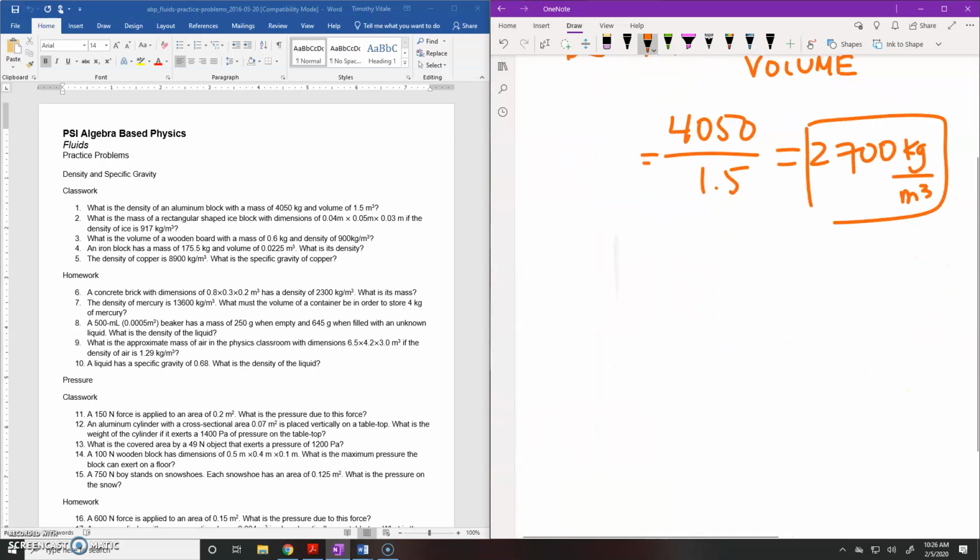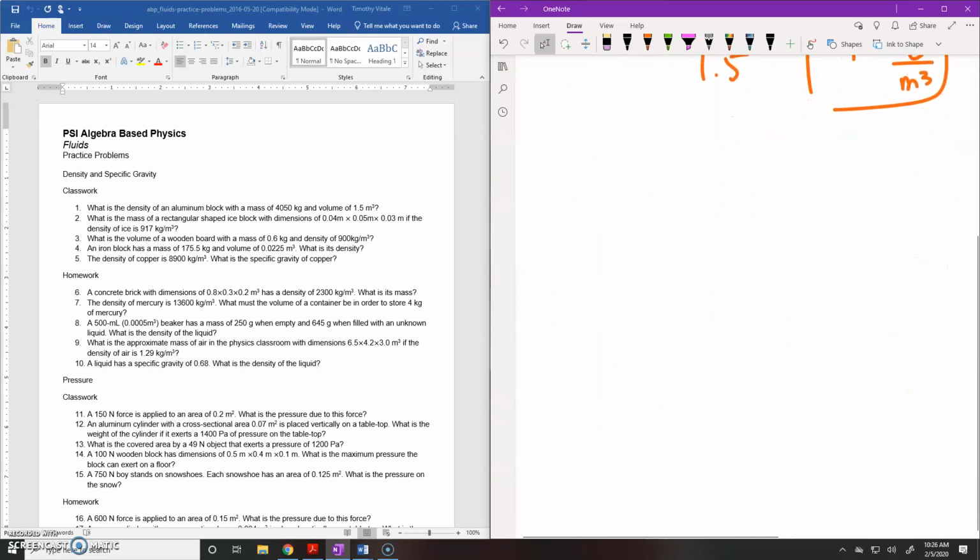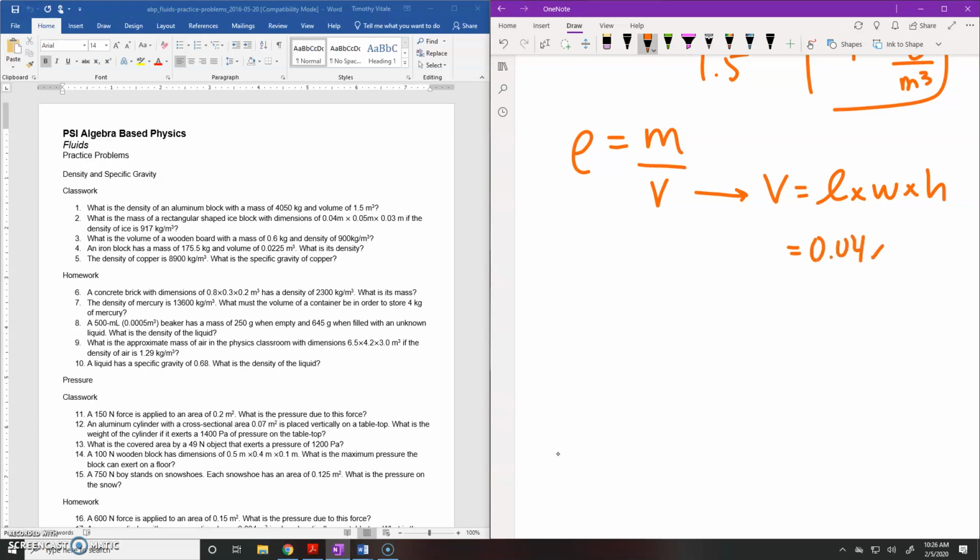Actually, I forgot I can scroll up on this. Oh, let's see. What's the mass of a rectangular shaped ice block with dimensions if the density is given? So again, same equation. They give us dimensions. So in order to find volume, it's length times width times height, right? So that's 0.04 times 0.05 times 0.03. Punch that in your calculator and you get 6 times 10 to the negative 5. That's the volume. And then you're looking for mass.